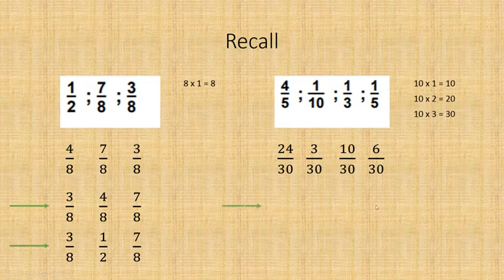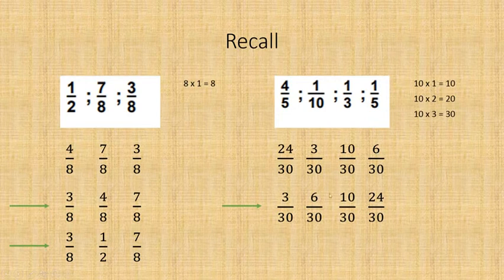And then order them. The smallest number here is 3 over 30, and after that 6 over 30, and after that 10 over 30, and then 24 over 30. So remember to write it down in its original form. 3 over 30 was 1 over 10 here. So 1 over 10 first.